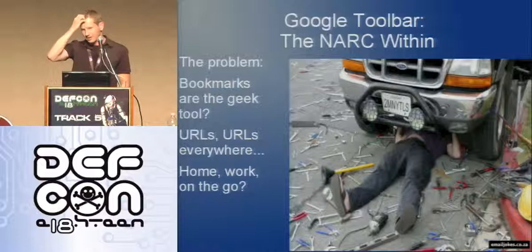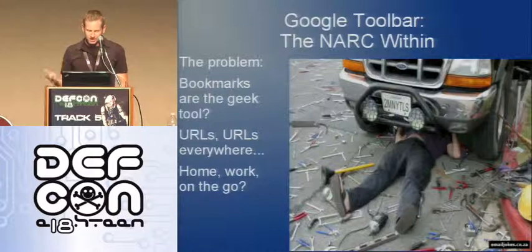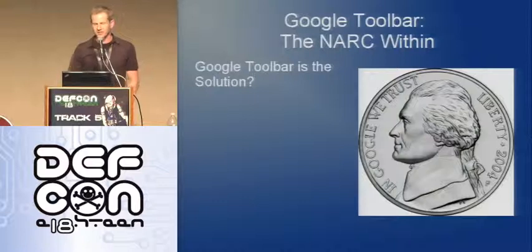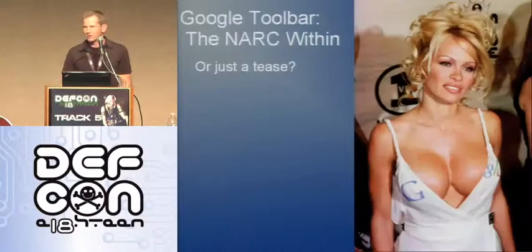So if you're a geek, if you've got a computer in front of you, you probably have a million bookmarks, right? And you have a million at home, you have a million at work. They're the geek tool, so they're everywhere on the go. So Google Toolbar sure seems like the solution, right? Or, as we're going to talk about here, is it really just a tease?